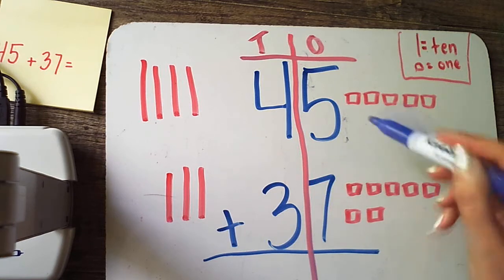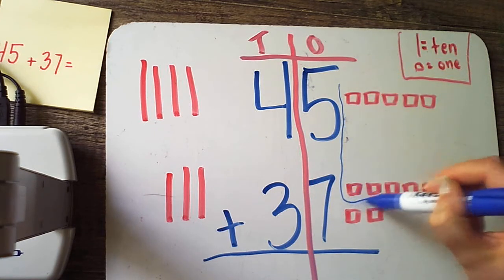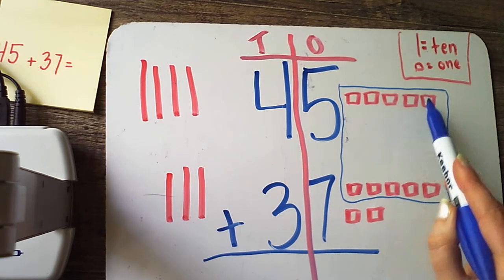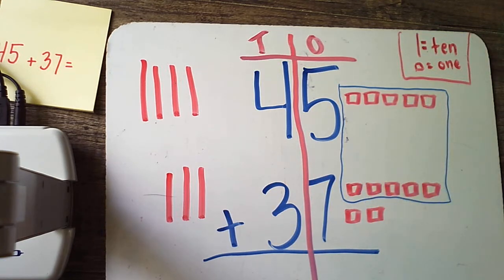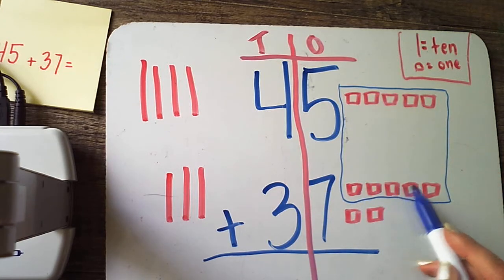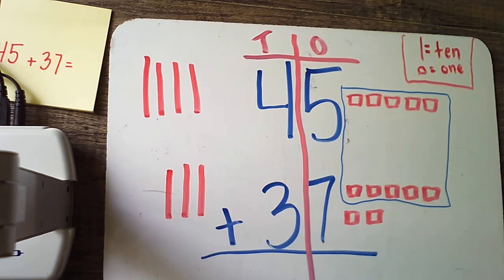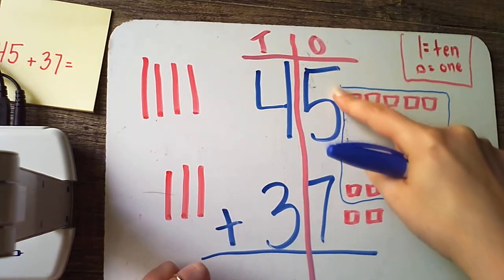Some of you might be saying, Miss Burns, it almost looks as if you have a 10 frame right there. You have 5 on the top, 5 on the bottom. That's 10. 5, 6, 7, 8, 9, 10. You're right. That is a group of 10. You can regroup that way and then trade and drop in your 10. That's one way to do it.